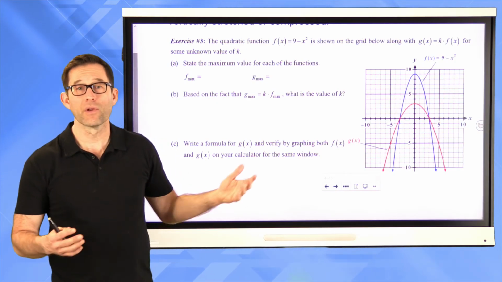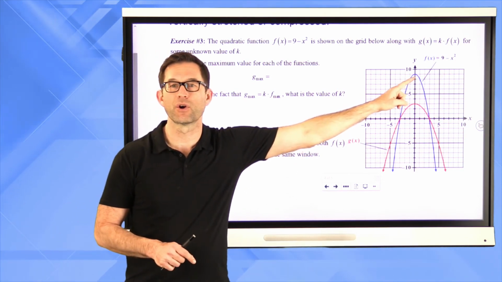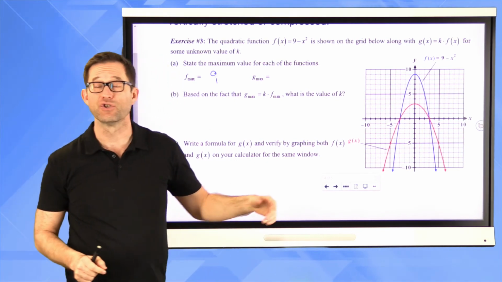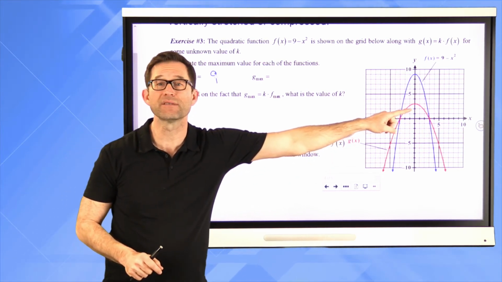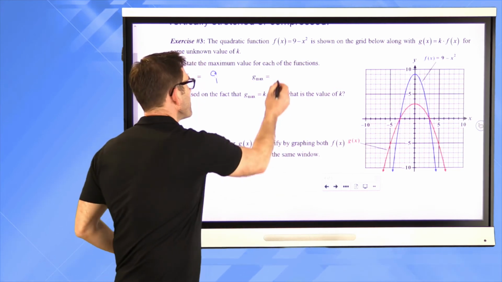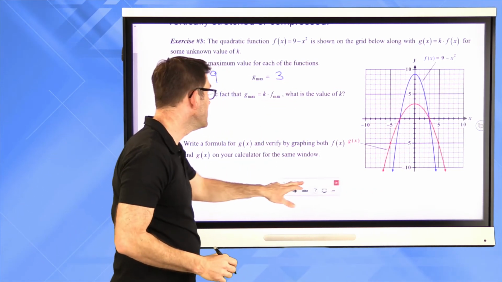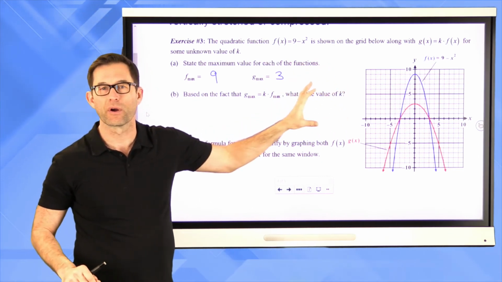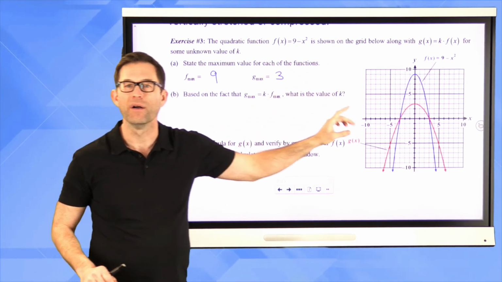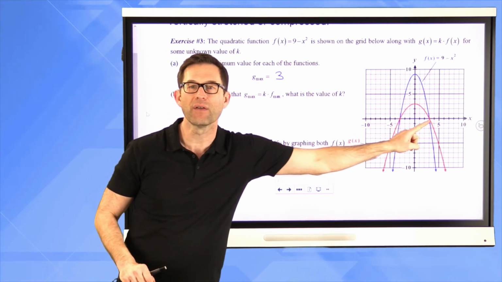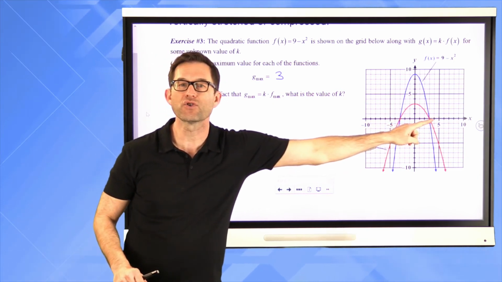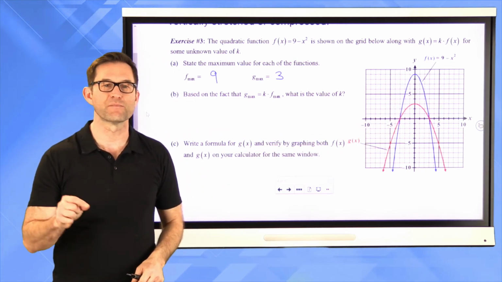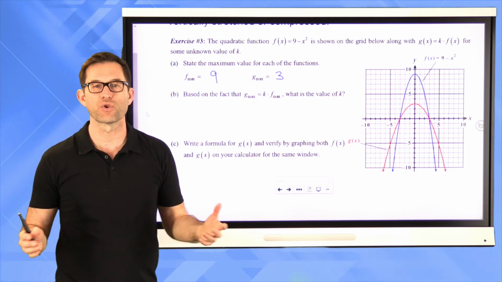All right, well, the largest value for f occurs up here at its turning point, and that's equal to 9. All right, the largest value for g of x occurs right here, and that's y equals 3. By the way, even if I didn't know that this was a vertical stretch or compression, I could tell it was because, again, take a look at those zeros. See how the two functions intersect at their zeros? Anytime those zeros are fixed, I should at least suspect that I have a vertical stretch or compression.